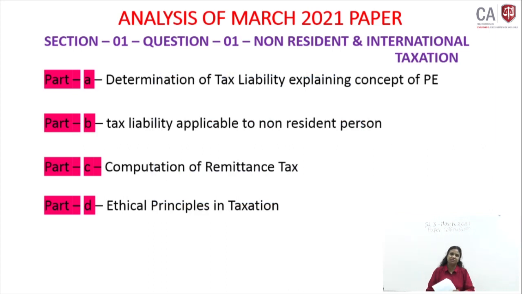Part D is a kind of question previously tested in the December 2018 examination: the ethical principles in taxation. This is for 5 marks in Section 1, Question 1. You can think and write an answer even with common sense. You are finance students and you study auditing, so you can read these scenario-based questions and write the answer. Therefore, of these 25 marks on non-resident and international taxation, 5 marks go to the ethical principles of taxation.